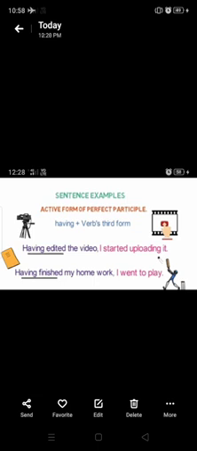In the second example also, having finished my homework, I went to play. Here also we have having plus the verb third form. Then only after completing the first action, what is the first action that took place? Finish my homework. Having finished my homework, I went to play. So this is how we form the active form of the perfect participle. Now let us see the passive form.